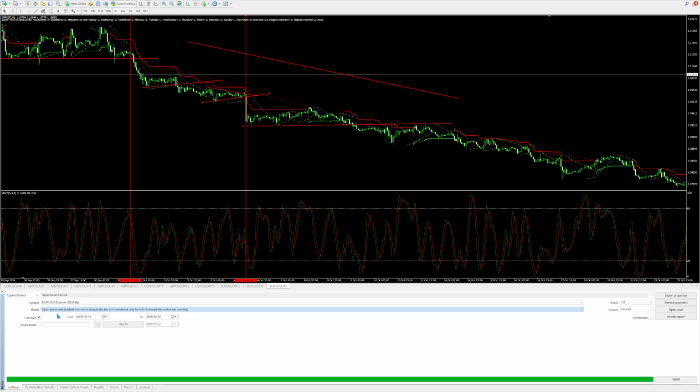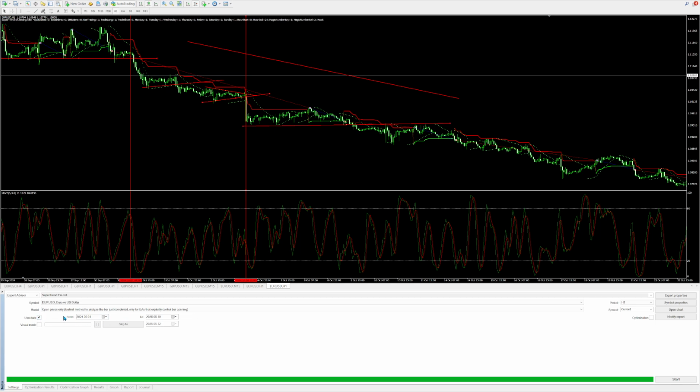However, you will want to switch to every tick to fine-tune your settings, simply because this will use more accurate intra-bar data, which can be important when it comes to things like break-even, trailing stop loss, take profit as well. But open prices is good for rough testing.